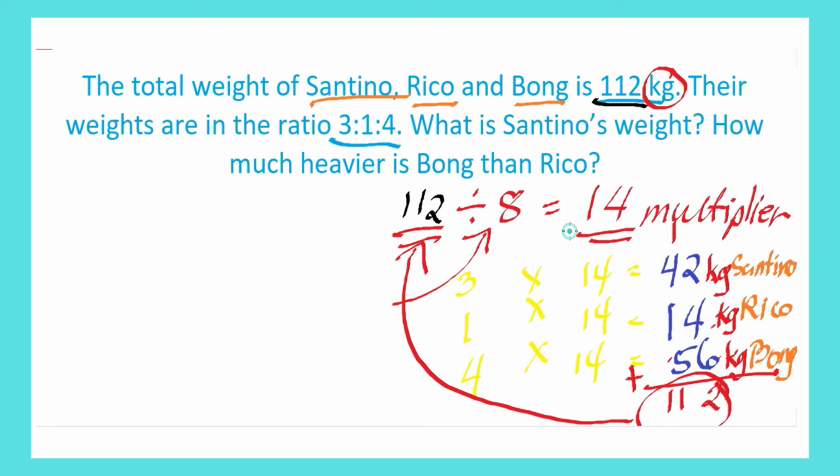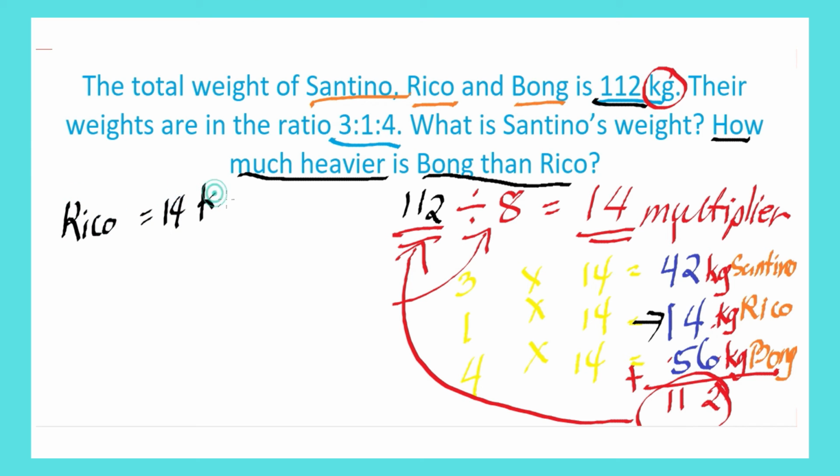Now we are going to concentrate on the questions. It says here, what is Santino's weight, and how much heavier is Bong than Rico? I'm going to answer first the second question because it is quite harder than the first question. So how much heavier is Bong than Rico? We are going to get the weight of Rico, which is 14 kilograms, and the weight of Bong, which is 56 kilograms.